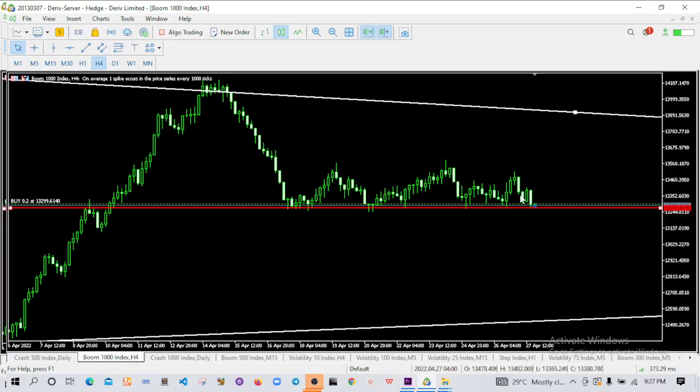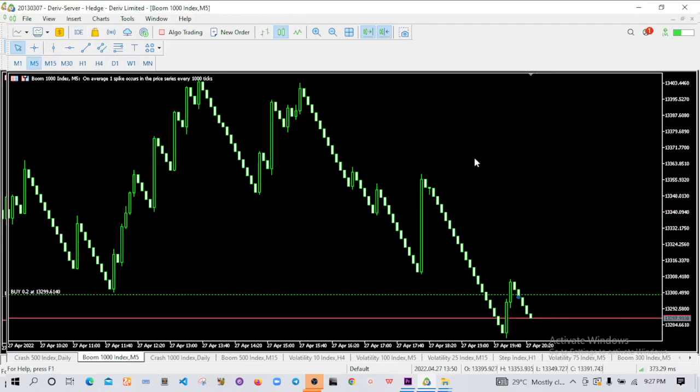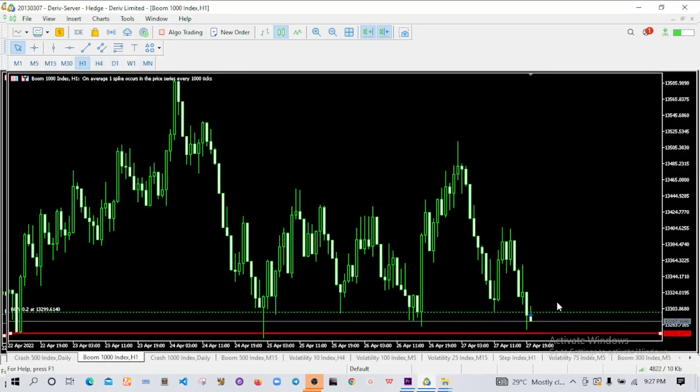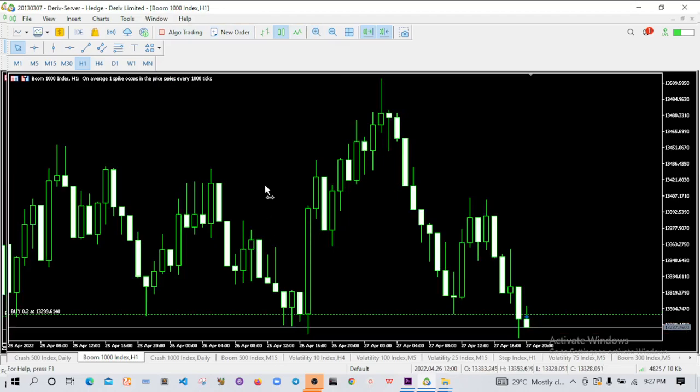If you don't want to enter like me aggressively using the 15 minutes time frame with the signal I got, which is this pin bar, you can still wait on the 4 hours time frame for a confirmation. If you look at this point on the 4 hours time frame, when this pin bar formed, that is when this hammer formed, at this point you discover the boom started coming up. The same thing happened here.